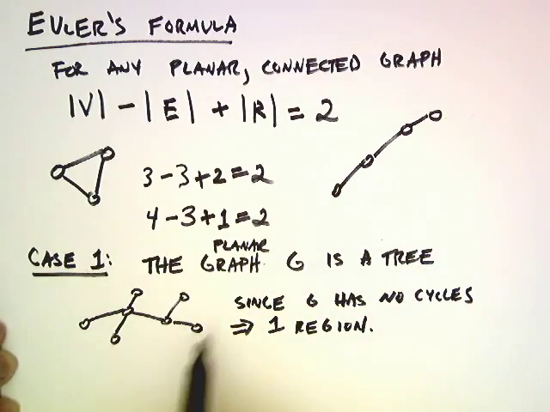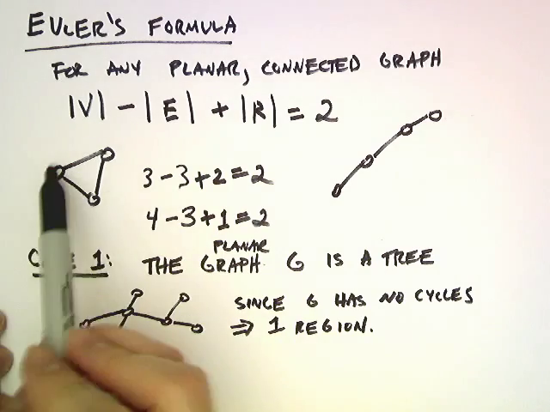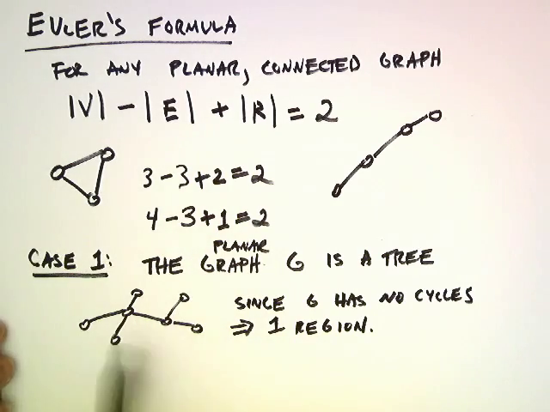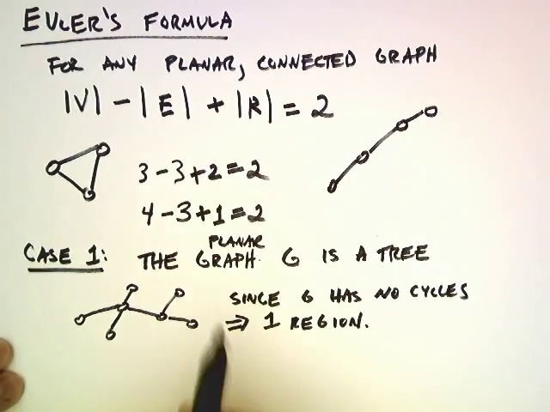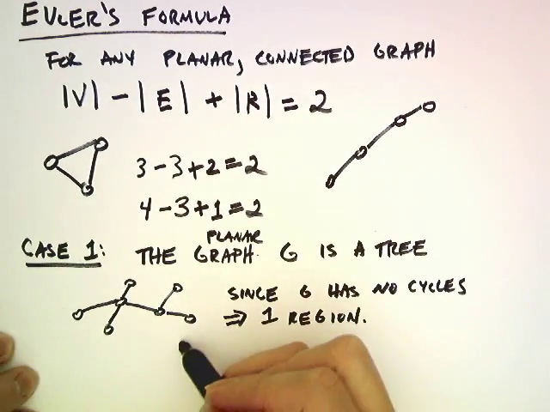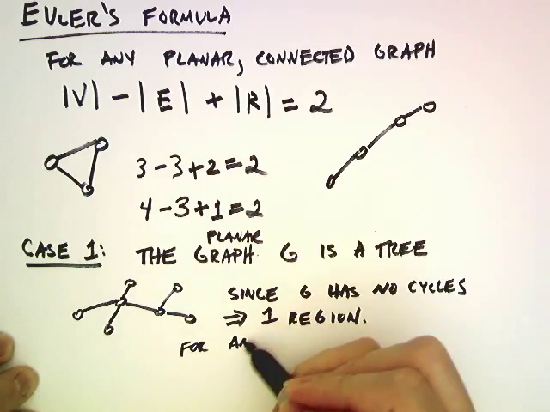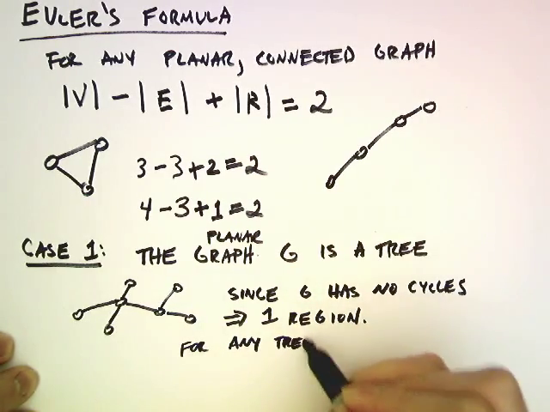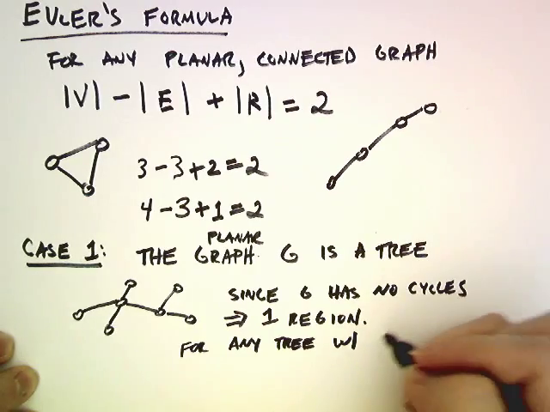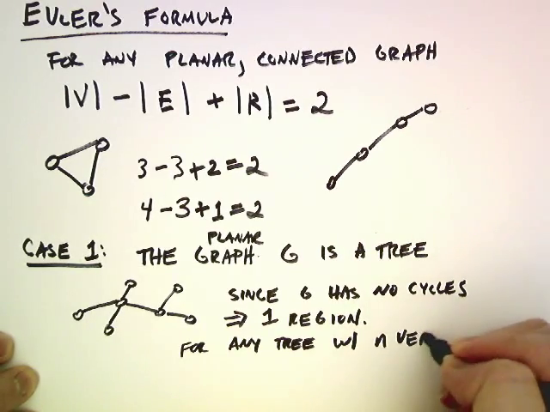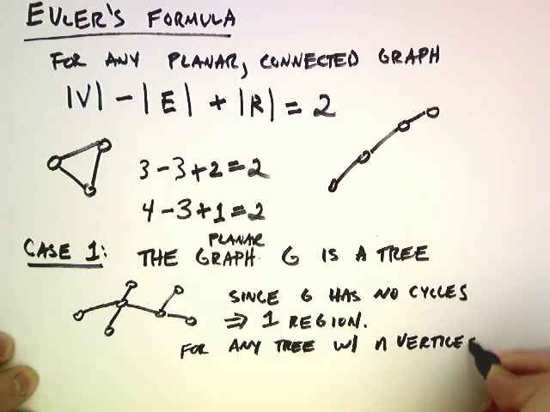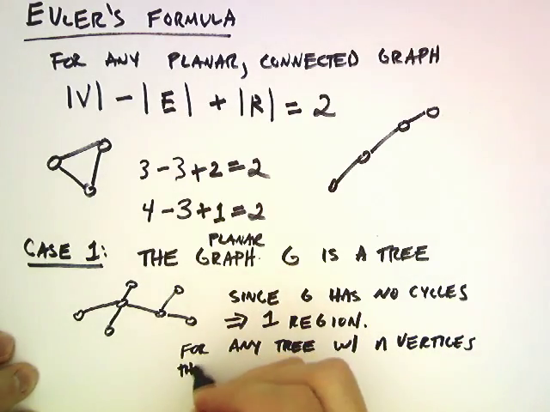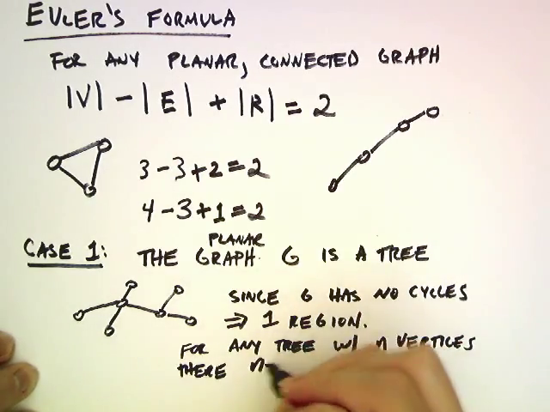Think about it. Since it's a tree, there are no cycles. So there can't be any sort of enclosed regions in the graph. So the only region must be the outer region. So if it's a tree, there's only one region. Now we've proved in a previous video that for any tree with n vertices, there are n minus 1 edges.